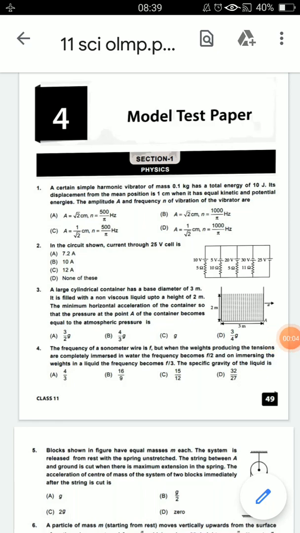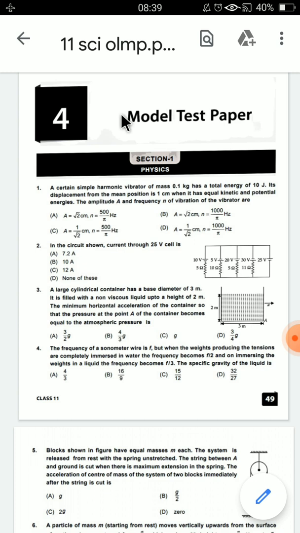I'm going to start NSO Science Olympiad Model Test Paper 4. As you can see, section 1 is the physics part. In the first question, a simple harmonic vibrator of mass 0.1 kg has a total energy of 10 joule. Its displacement from the mean position is 1 centimeter.